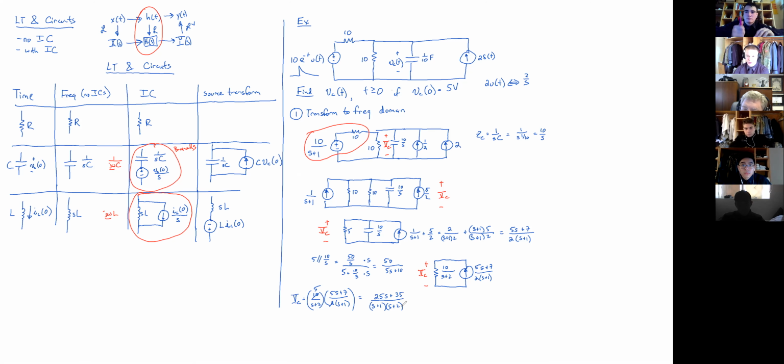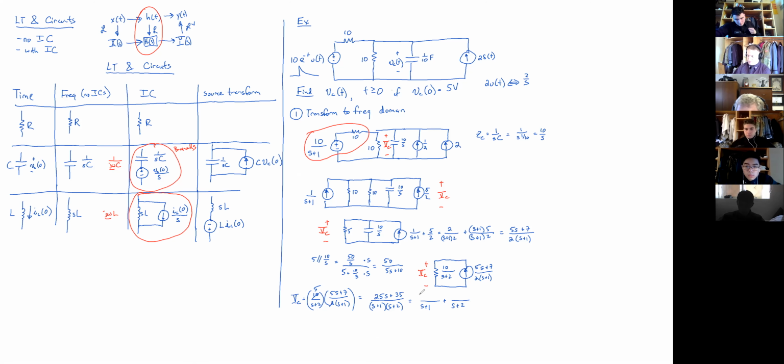This is proper, so we don't need to divide through. So it's going to be equal to something over s plus 1 plus something over s plus 2. To find out what the s plus 1 is, we just cover up that s plus 1 part on our left, and we plug in negative 1 for s.